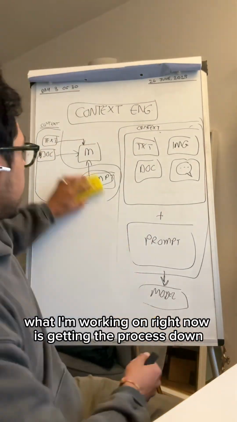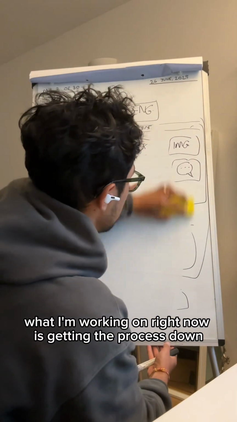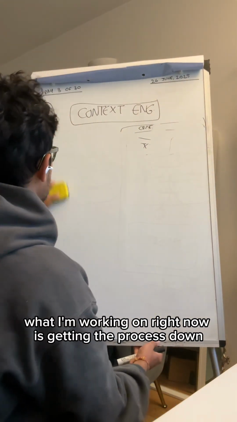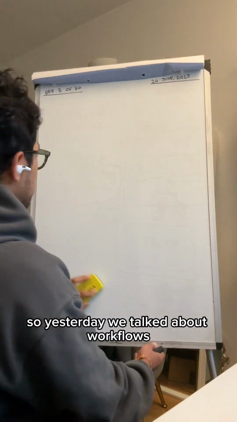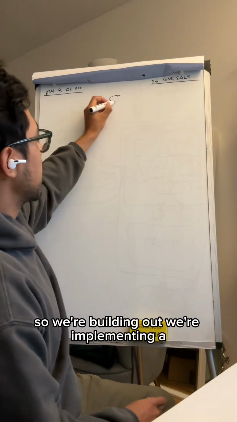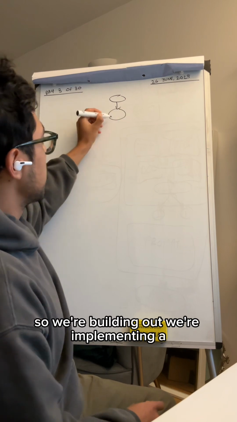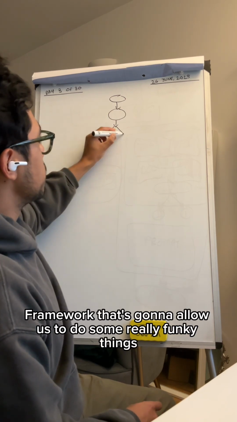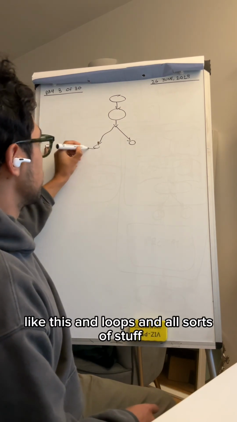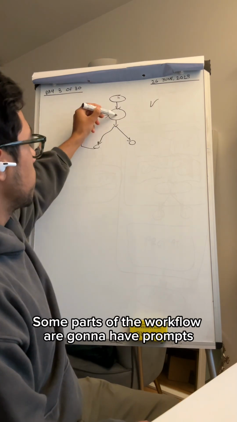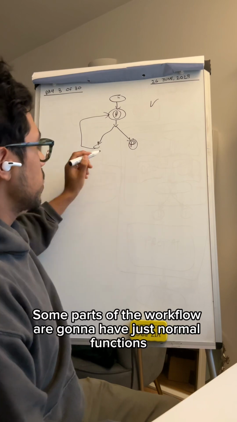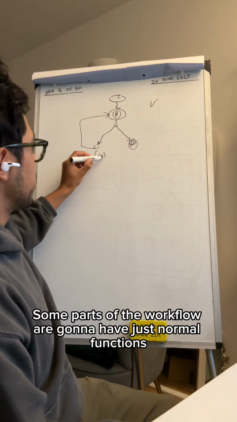What I'm working on right now is getting the process down so we can better manage the context. Yesterday we talked about workflows. So we're implementing a framework that's going to allow us to do some really funky things like this, and loops and all sorts of stuff. And we've got this down. Some parts of the workflow are going to have prompts. Some parts of the workflow are going to have just normal functions.